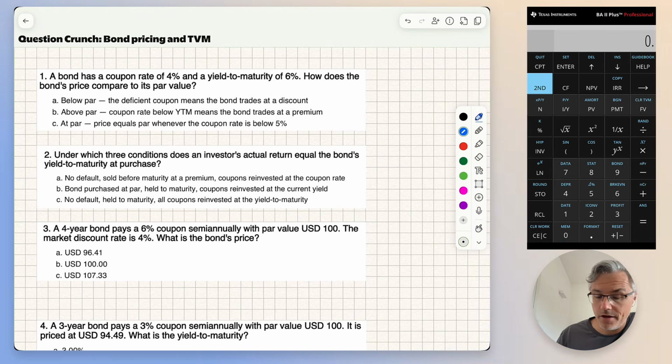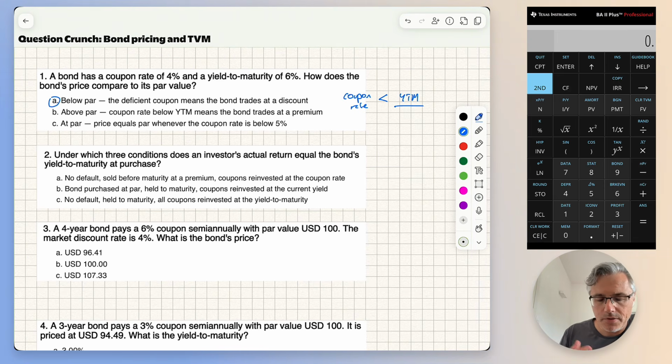question crunch, you should remember that if the coupon rate, in this case 4%, is lower as it is than the yield to maturity, the yield to maturity being really the required rate of return that investors seek, then investors will get their way. They will achieve the 6% by pricing the bond at below par. So answer A is correct.